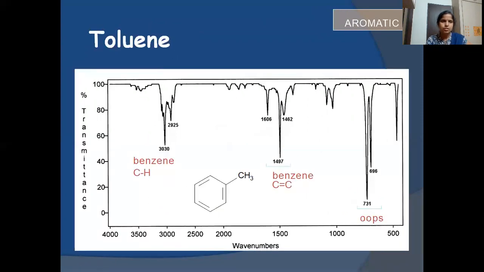Now toluene, the same thing. At 3030 and 2925, this is sp2 carbon and this is sp3 carbon. Whether it is aromatic or not, what is the main feature? What are the bands we have to consider? We have to look for 1606, that is C double bond C, as well as below 900. Remember, below 900 you also have to look for bands when a benzene ring is there.